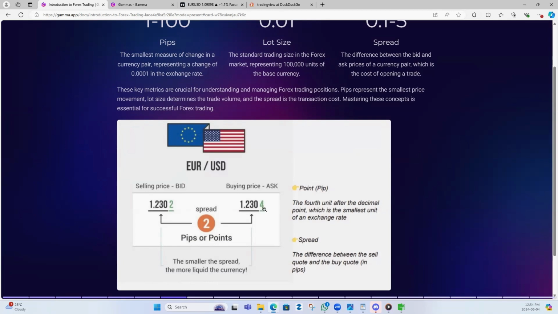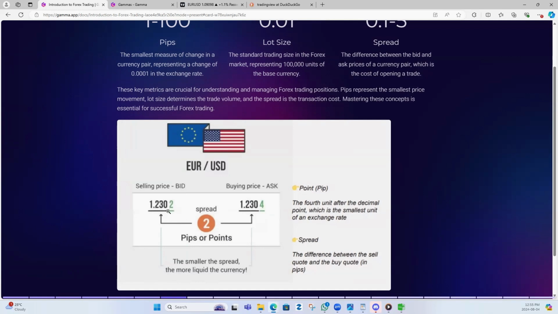So the last digit is called pips. Any movement of this particular last digit will increase the value of the currency, right? If this 4 becomes 5, there will be an increase of 1 pip. And every pip has a value depending on the lot size you are trading. The difference between the bid price and the ask price is called the spread. This is what the broker charges you to do the transaction, right?